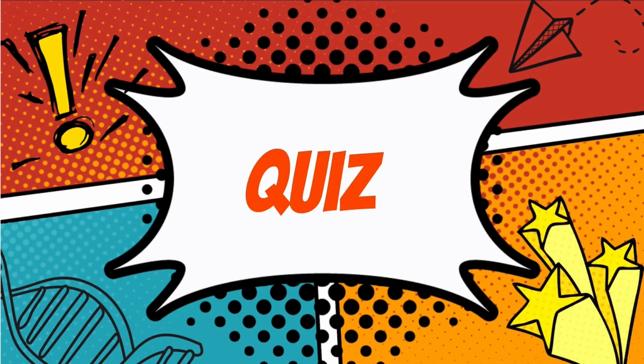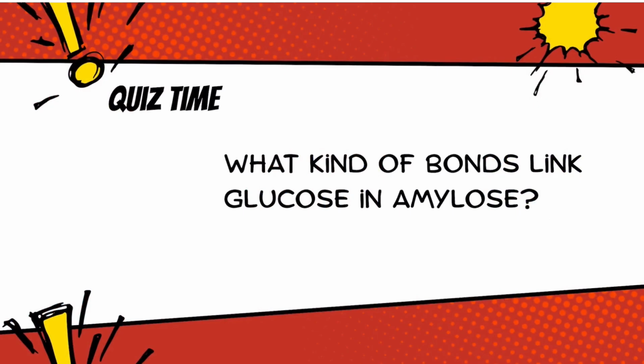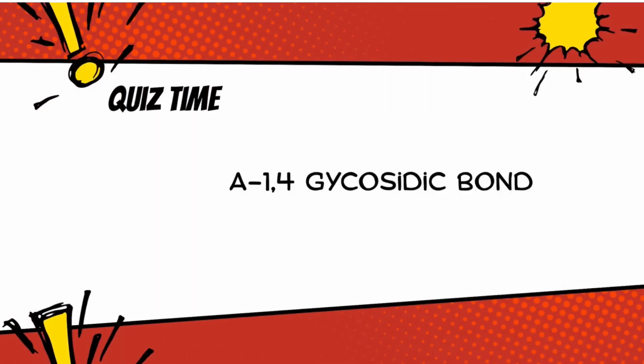Now, we move on to our quiz. If you want more time to answer the questions, you can pause the video. First question. What kind of bonds link glucose and amylose? If you answered alpha 1 and 4 glycosidic bonds, then you're correct.